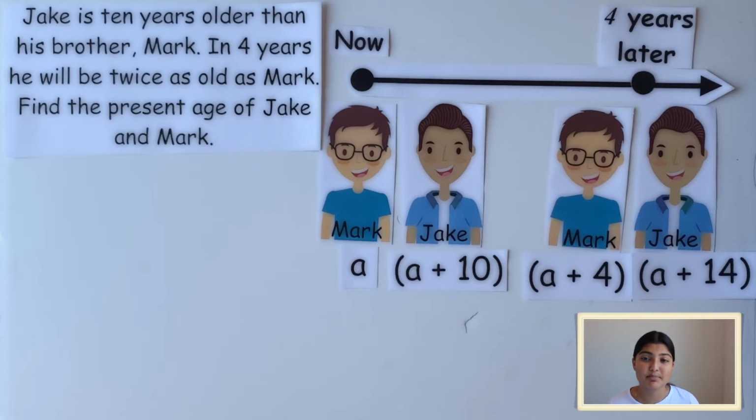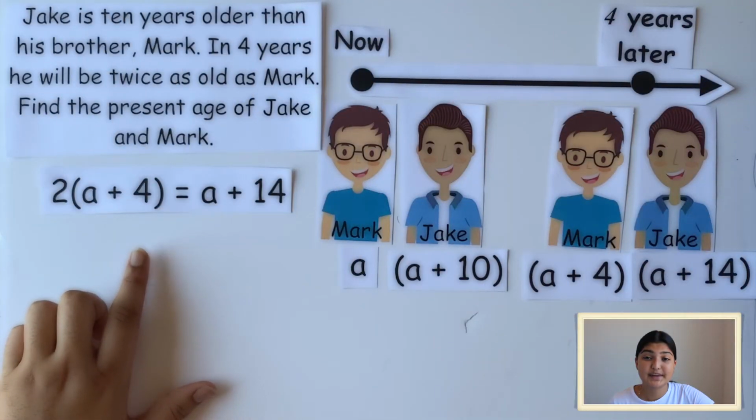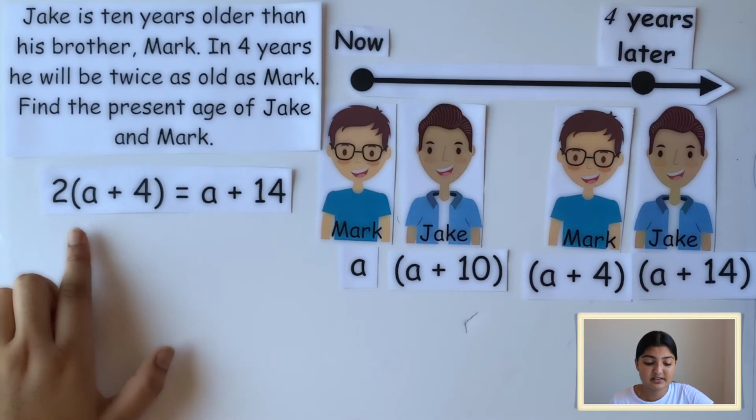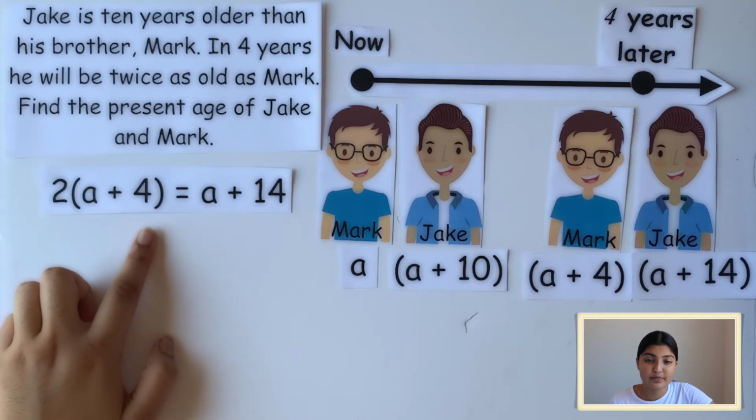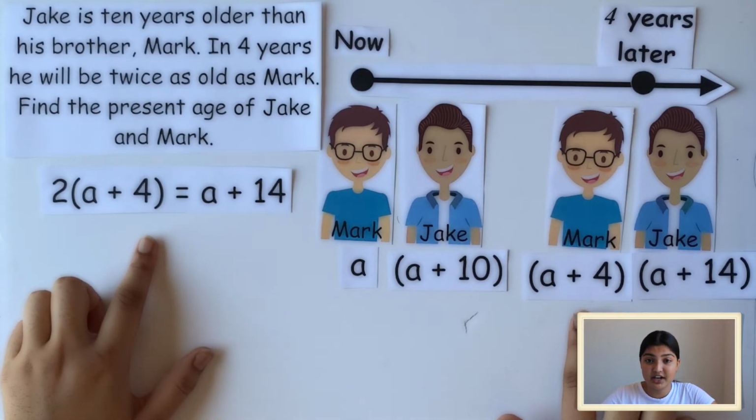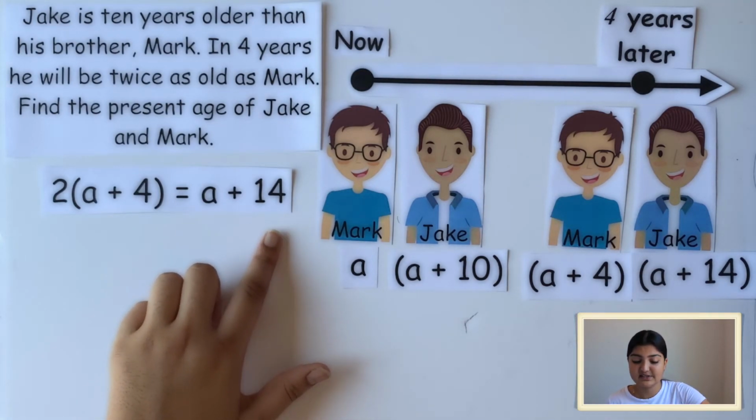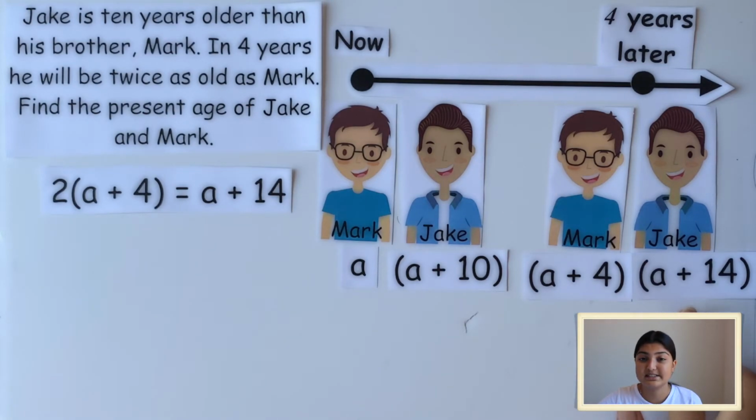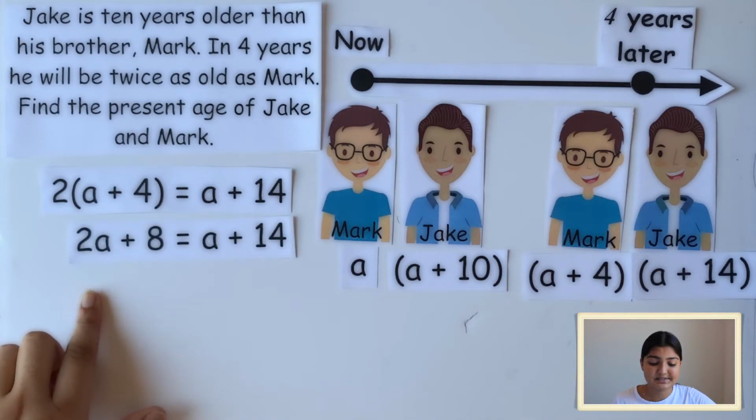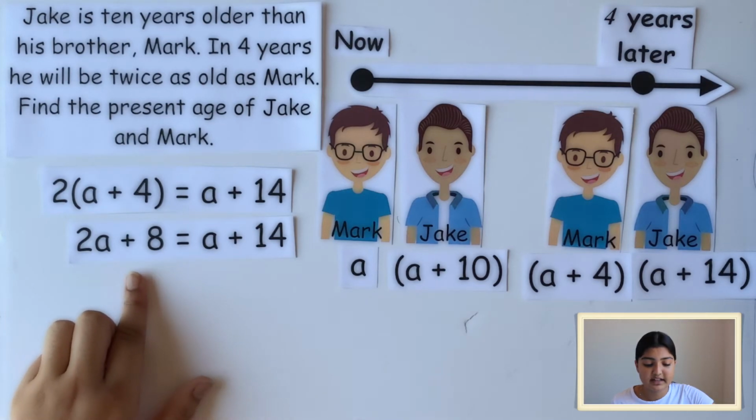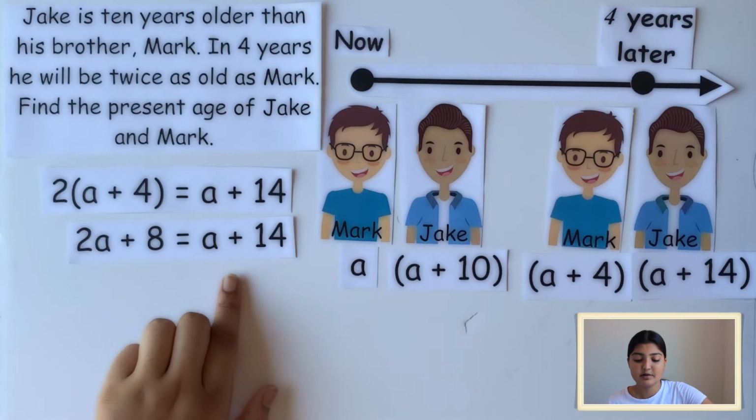So let's set this up using an equation, which we can set up like this. 2 times (A plus 4), which is Mark's age in 4 years, is equal to A plus 14, which is Jake's age in 4 years. Now, let's open the parentheses. This gives us 2A plus 8 is equal to A plus 14.